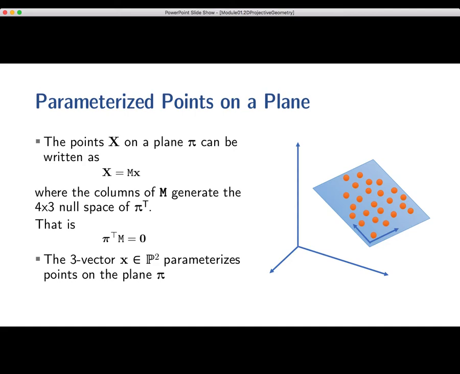Okay, but it's much more convenient to just generate random small x vectors and multiply them by matrix M, and they will all lie on a plane. If you want them to lie on a particular plane, take the parameters of that plane pi and find its 3-dimensional null space to get M, and then multiply by that M. So it's a very practical trick, and it comes in handy.